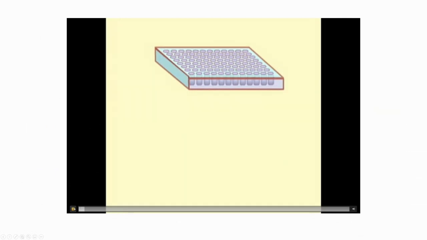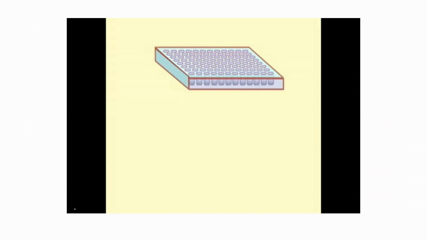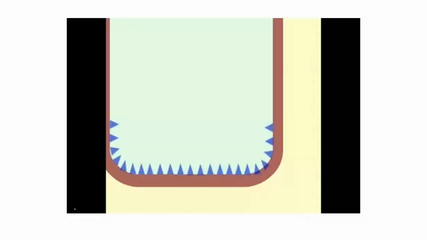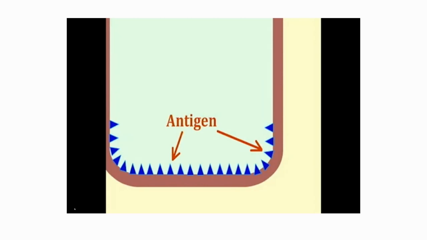ELISA serologies are usually done in multi-well microtiter plates so that dilutions of serum can be easily prepared and tested. To better understand how this assay is done, let's take a closer look at what happens in one of the wells of this assay plate. To perform the assay, the wells of the plate are coated with the antigen of interest. For commercial tests, this would be done by the manufacturer.